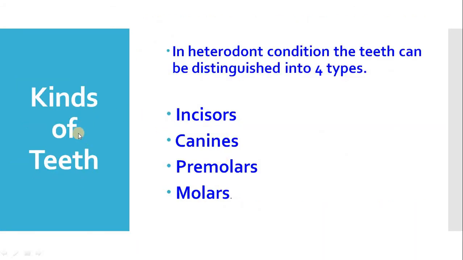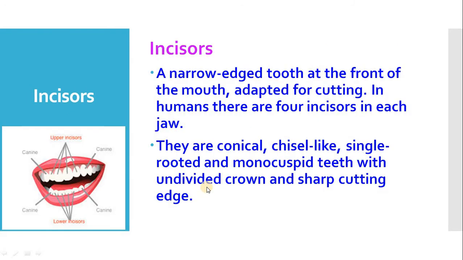Then kinds of teeth. In heterodont condition, we have seen that there are different types of teeth having different shape, size, and function. The teeth can be distinguished mainly into four types: incisors, canines, premolars, and molars. Okay, let's see the first one, incisors. You can see the very attractive teeth. It determines the character and beauty of an individual. The narrow-edged tooth at the front of the mouth, adapted for cutting, right?